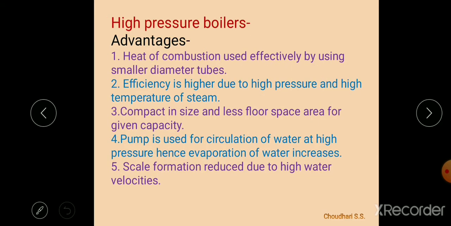If you consider advantages, the first advantage is that water tube arrangement is used, so more water comes in contact with the hot gases. So the heat of combustion is effectively used. Second, efficiency is high due to the high pressure of the steam and high temperature of the steam.